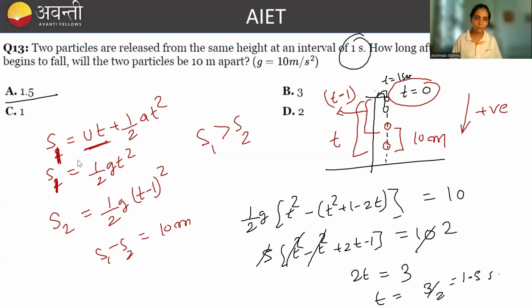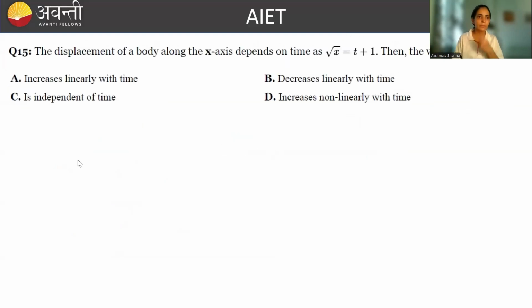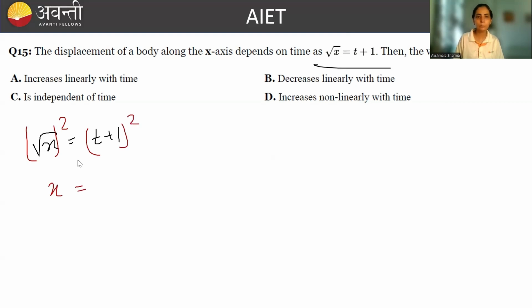Okay, now let's look at another question. The displacement of the body along the x-axis depends on time like this. Then the velocity of the body will vary with time as what? Here, root x equals t plus 1. Since it is under root, differentiation seems a bit difficult. It's not, but let's do one thing to make it simpler. Let's square it on both sides.